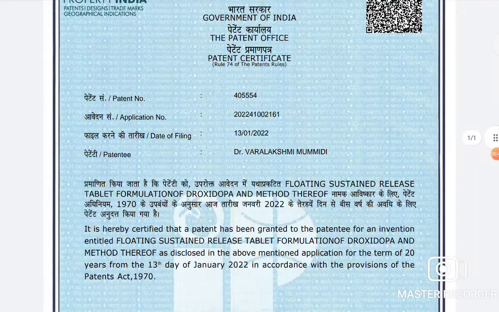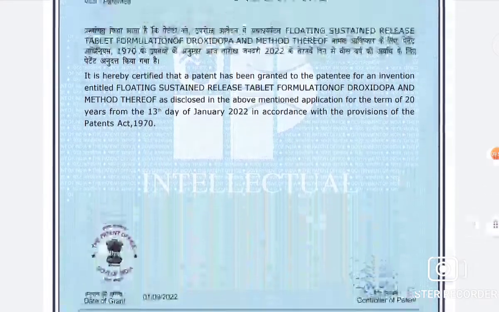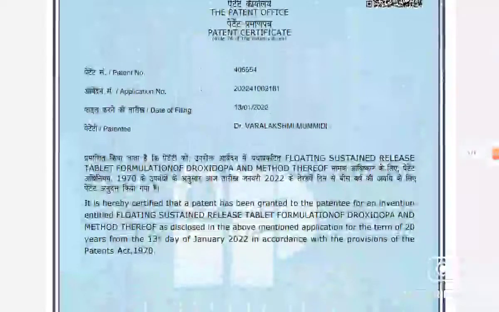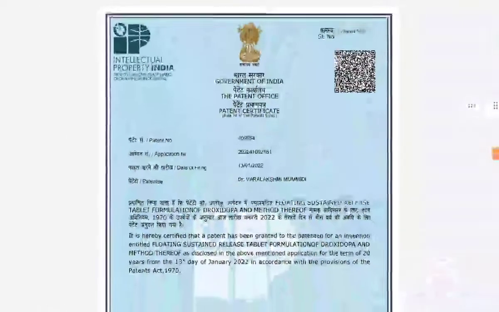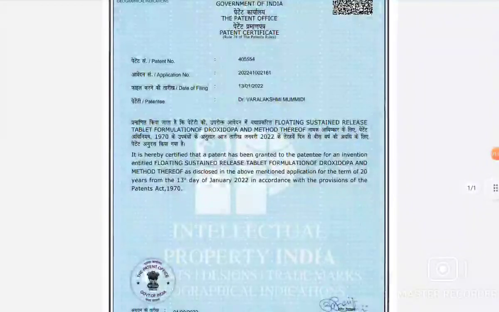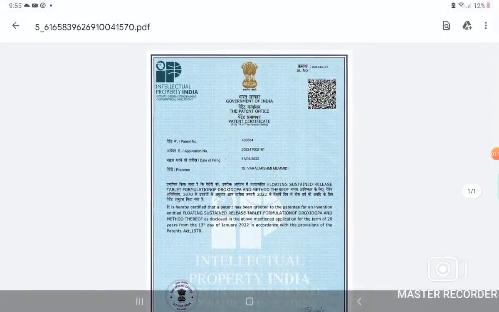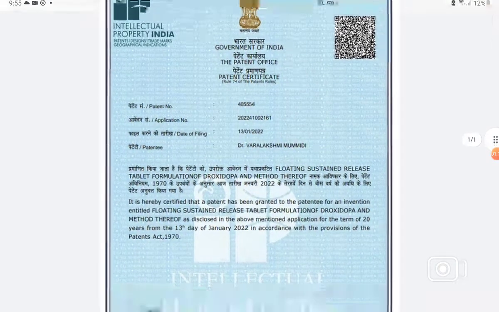Here we have some information: patent number, application number, date of filing, patentee, etc. Here the date of filing is 13/1/2022 and the date of grant is 1/9/2022. It's approximately 8 months to be granted a patent. During this time period there are many provisions going on in the patent office, which we'll discuss in our following videos.